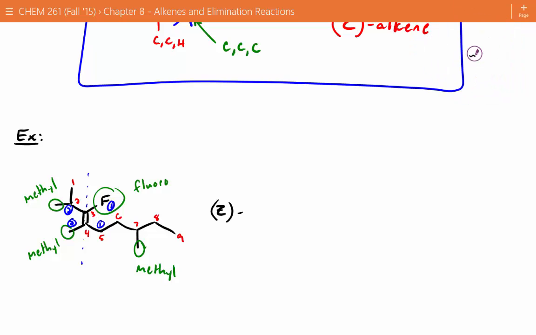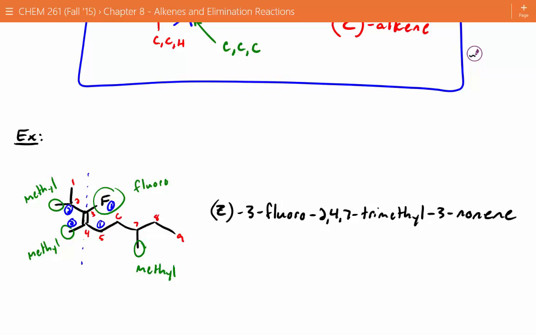So we've got Z, 3-fluoro, let's see, 2, 4, 7-trimethyl, 3-nonene. And there we go. So you can get into a lot of these. We're going to go through a bunch of nomenclature, but there will be nomenclature on the next exam as it pertains to alkenes. So make sure that you guys are comfortable with that.